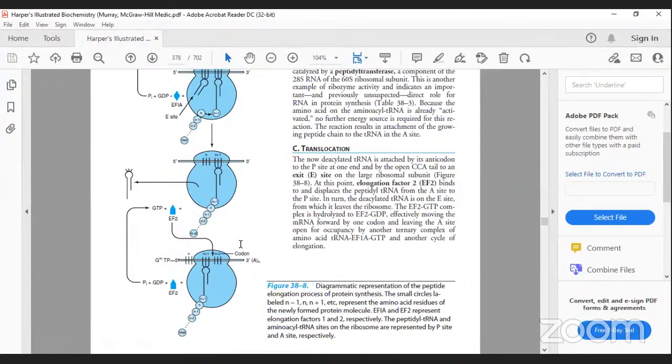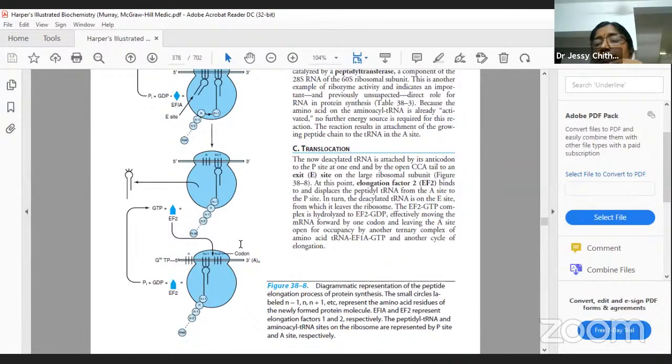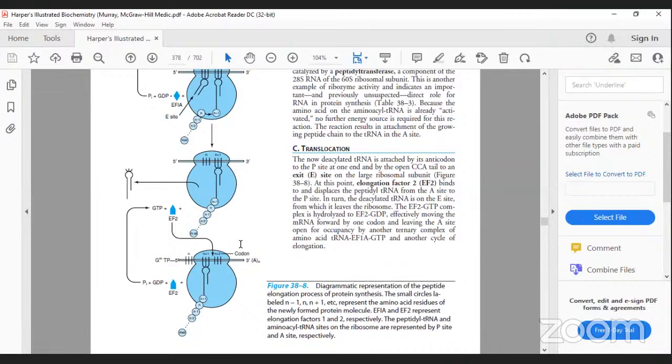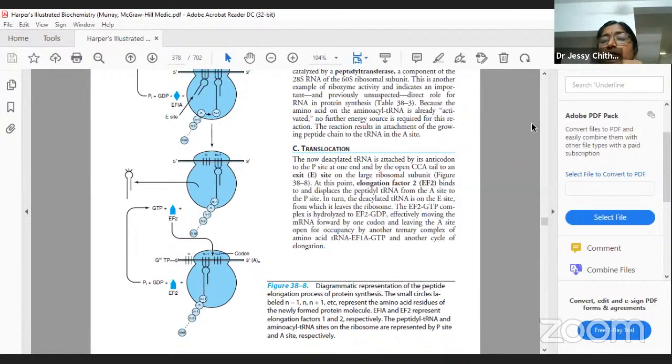Yes, ma'am. Are you in the class? Can you explain elongation, please, Aditya? Yes, ma'am. I will show you the figure.